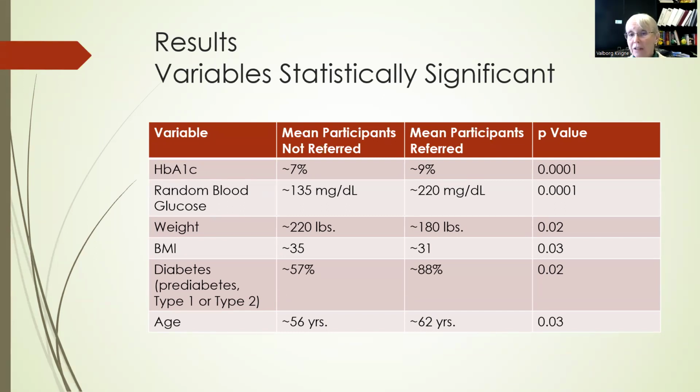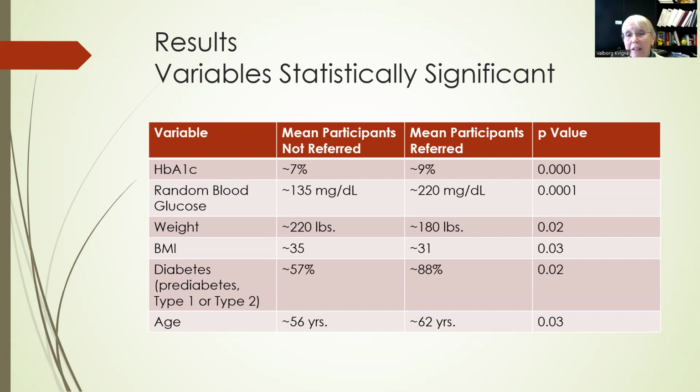Now, weight was also significant, but it went in the opposite direction. The participants who were not referred had a weight of approximately 220 pounds on average, but the participants who were referred had a weight of approximately 180 pounds. Along with the pounds, the BMIs corresponded to the weights. So the people who were referred were more likely to be in class 1 obesity, whereas the participants who were not referred were more likely to have class 2 obesity.